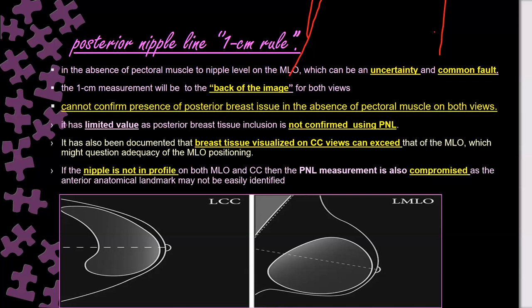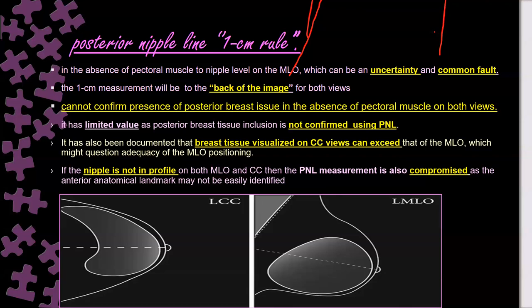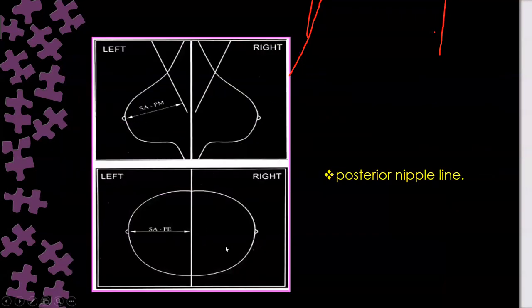Another important criterion we have to consider is that the nipple has to be in profile in both. If the nipple is not in profile, we will not consider it an applicable posterior nipple line for comparison, we cannot rely on it. I have to have an adequate pectoralis muscle and the nipple in profile. Then, when I measure it and it is within 1 centimeter, I will say this is an optimum CC view. Otherwise, it is not applicable for evaluation of the CC view. Unless I have an optimum CC view and I am in doubt about the MLO, I can use it to evaluate the MLO view in this case.